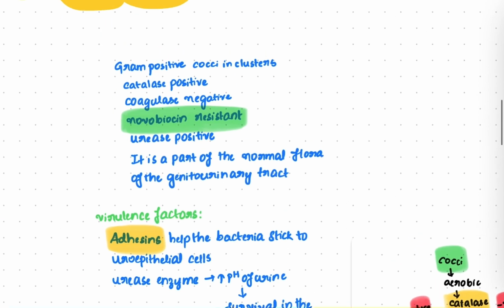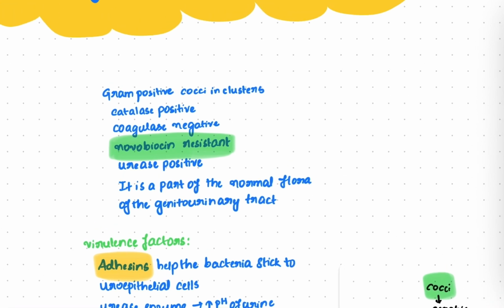So based on the flow chart, we can say all the Staphylococcus ones are catalase positive, whereas saprophyticus and epidermidis, these two are coagulase negative. The Novobiocin-resistant one is the saprophyticus, whereas epidermidis is the Novobiocin-sensitive one. It is a urease-positive organism like Staphylococcus epidermidis. It is a part of the normal flora of the genitourinary tract.